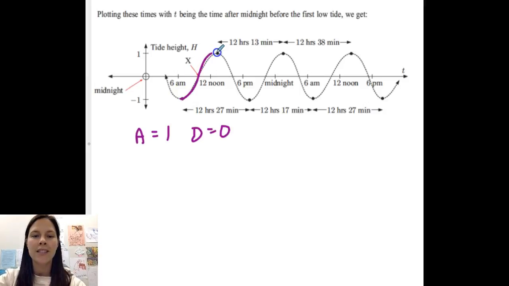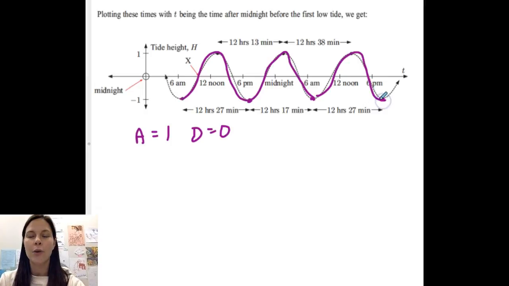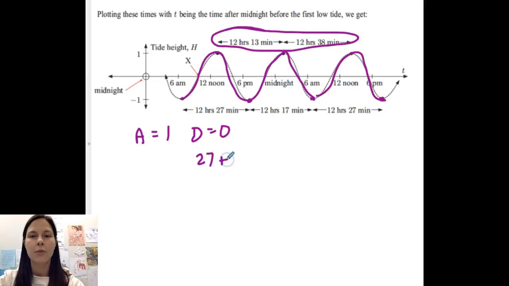In order to find B, we need to know the period of the function. Notice, however, this doesn't exactly have a consistent period. From low tide back to low tide, it took 12 hours and 27 minutes, but the next time it only took 12 hours and 17 minutes, and then it took another 12 hours and 27 minutes. So we're going to average the periods from low tide to low tide. We get 27 minutes, ignoring the 12 hours because that'll be part of it, plus 17 minutes plus 27 minutes, all over 3, rounds to approximately 24 minutes.